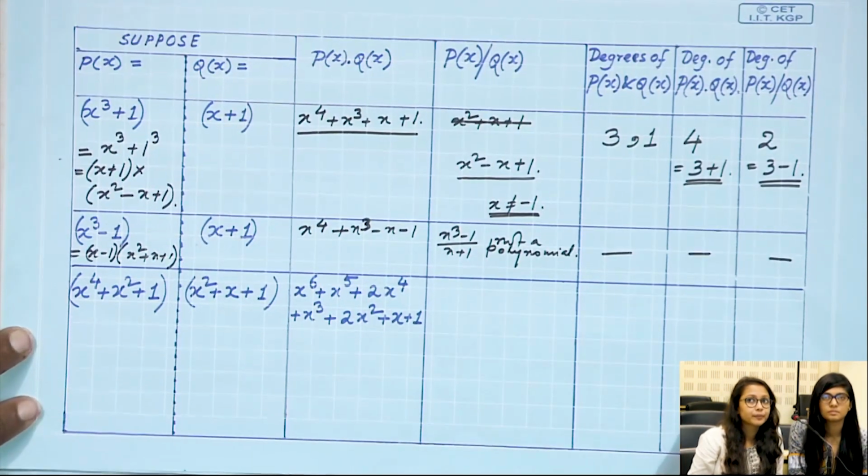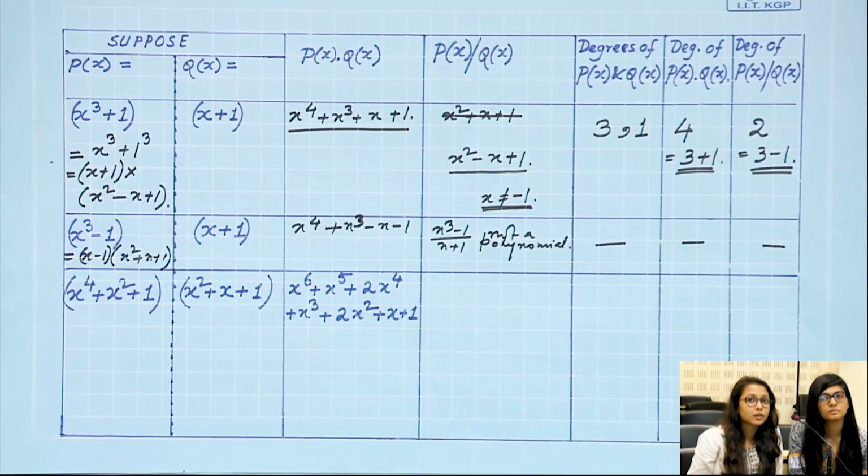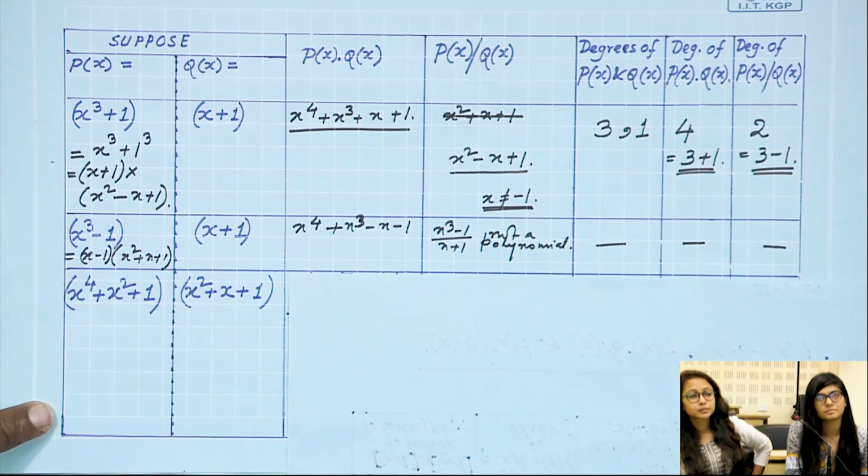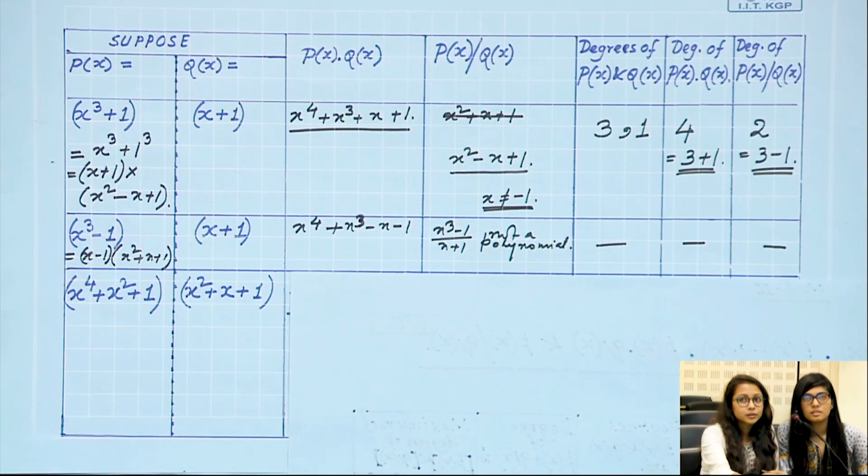And for the last one, we are getting x to the power 4 plus x square plus 1 as Px and x square plus x plus 1 as Qx. Now, tell me the product: x to the power 4 plus x square plus 1 into x square plus x plus 1. What will be the result?